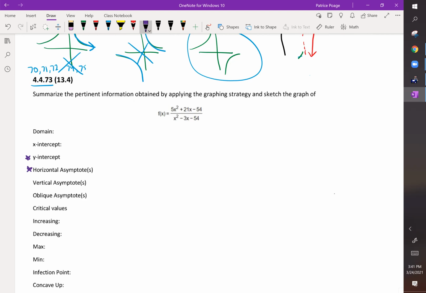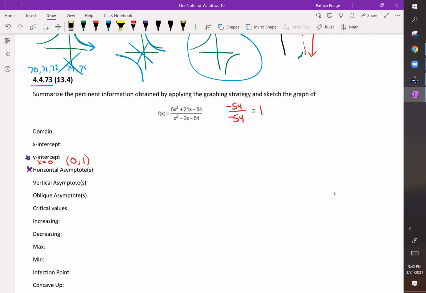On the y-intercept, that's where I plug in x equals 0 for all my x values. So if you just visualize 0 in for your x values, you're left with negative 54 over negative 54, which is 1. So we have a y-intercept at 1. It might just ask you to type in 1, or it might ask you to type it in as a point. Just gotta pay attention there. I personally like to write points, but do what the online homework is asking, obviously.